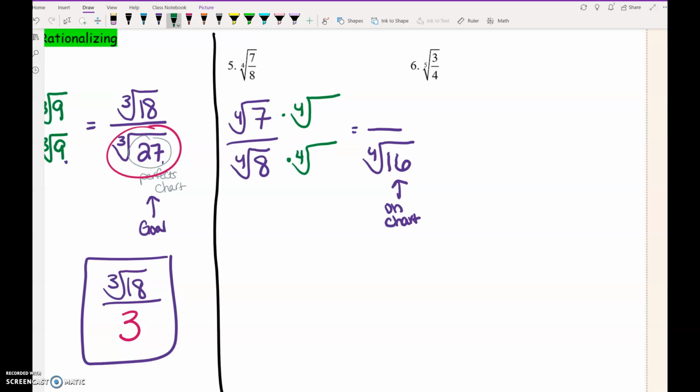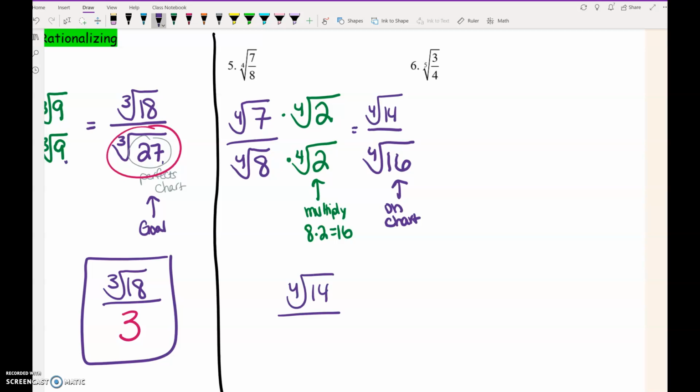By multiplying by 2. So this is what you multiply by. 8 times 2 will give us 16. On the top, the fourth root of 7 times the fourth root of 2 would be the fourth root of 14. So we have the fourth root of 14 over, what is the fourth root of 16? 2. Try the last one on your own.